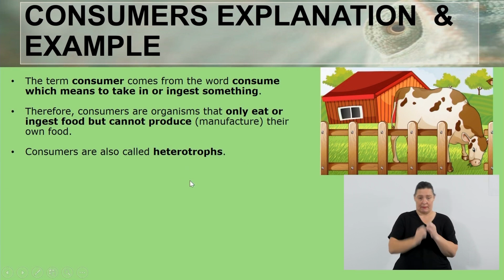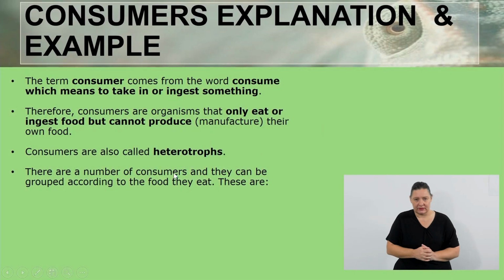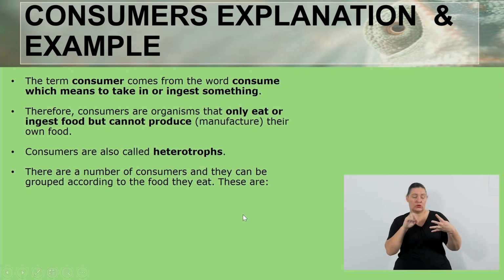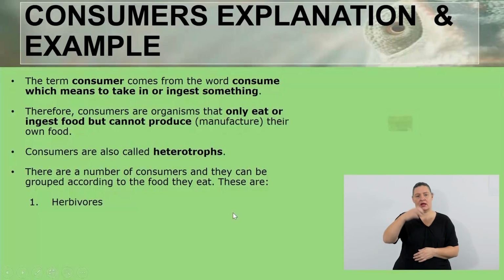Now, consumers are also called heterotrophs. So the term hetero means other, and troph means feeding. So now it means that these are organisms that feed on other organisms. There are a number of consumers, and they can be grouped according to the food that they eat. Like I mentioned earlier, we have 4 different types of consumers, and they are all classified according to what they eat. So the first consumer that we have is a herbivore.